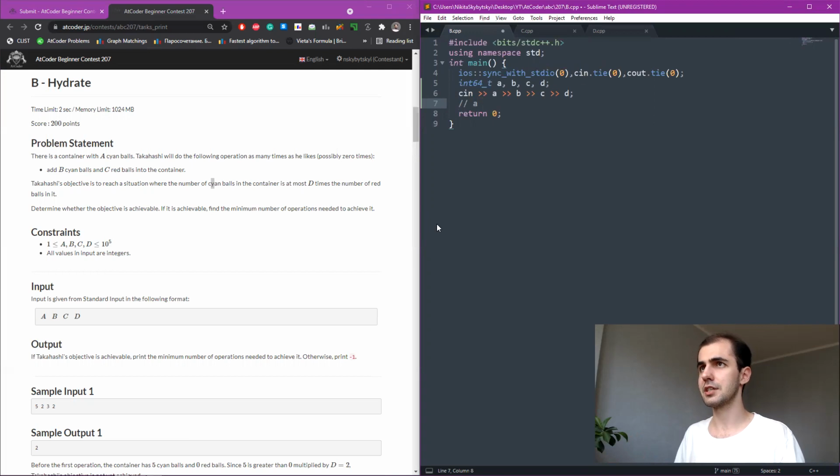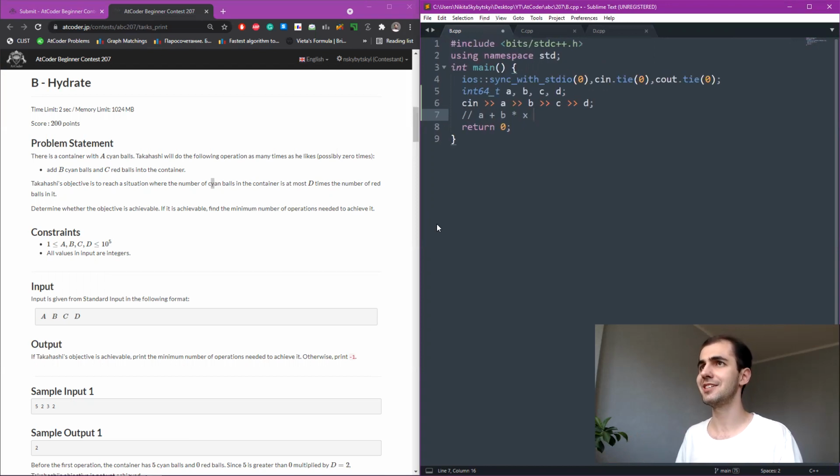what I typically do is I'm just going to write the equation down and solve it for x. Like, x is the number of operations that we did. So initially there were A cyan balls, and we added B cyan balls in each of x operations. And at the same time, we add C red balls in each of x operations that we have. And then we want to say that this is at most D times this. You get a linear inequality on x.